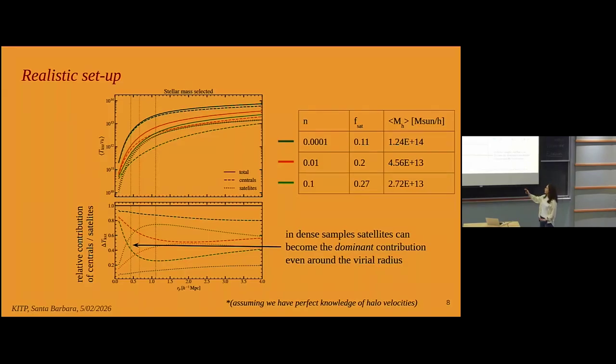So I think there are many lines here, but the important thing to notice is that when we have dense samples, so when we have many satellites, and in particular because they live in massive halos, the satellites can be the dominant contribution even at around the virial radius. For example, in this green case, they are dominant even within the virial radius. So it's not something that we can just ignore.